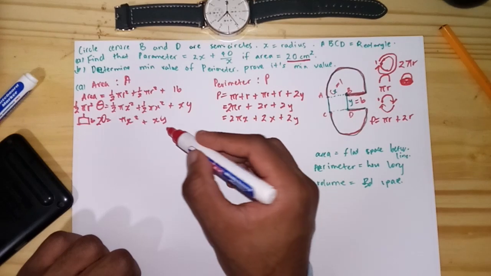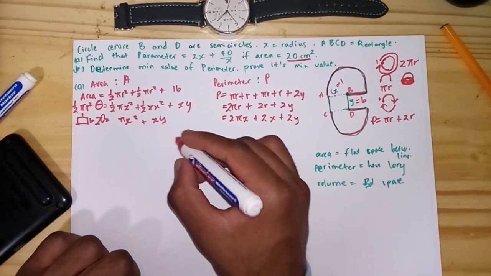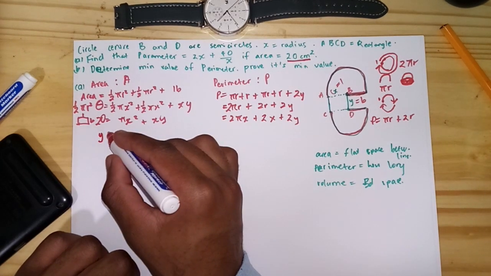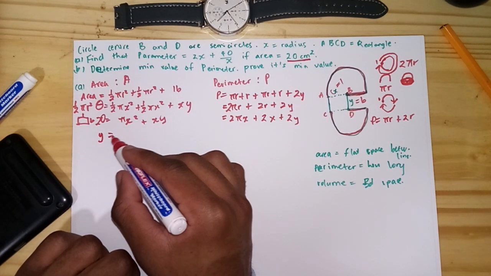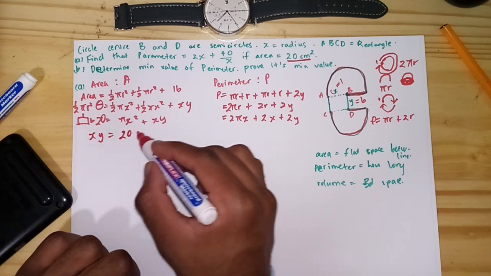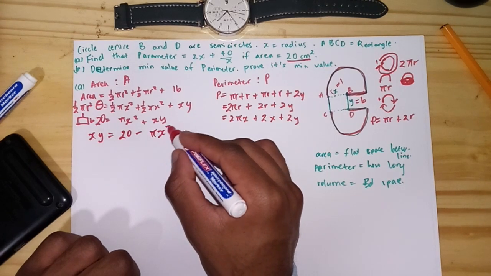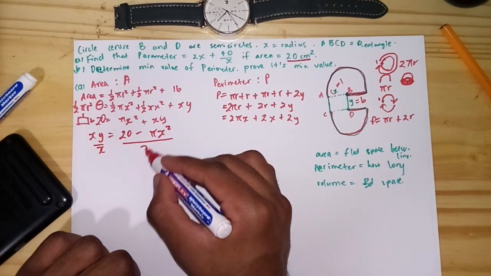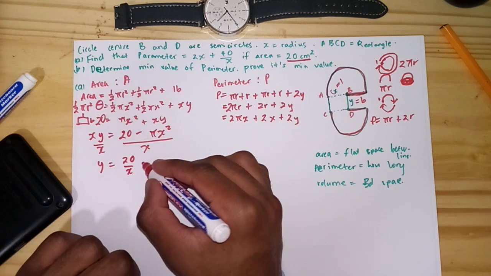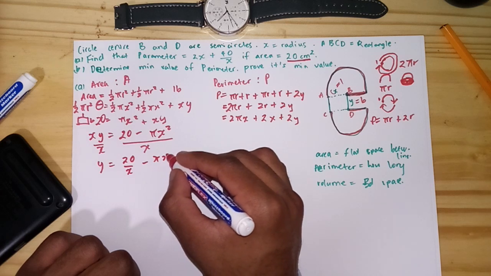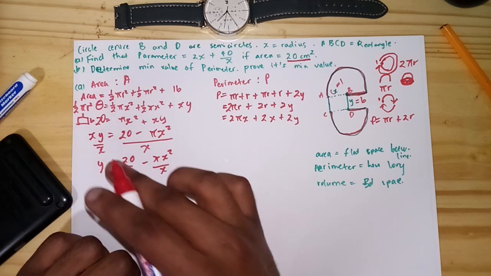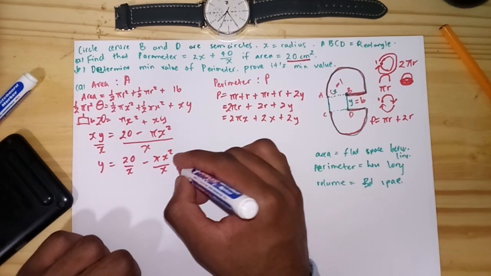How do you get rid of something? If it's in an equation with multiple variables, you make it the subject of the formula. So xy is equal to 20 minus pi x squared. Divide both sides by x. That's going to give you y is equal to 20 over x minus pi x squared divided by x. Don't cancel, leave it as it is. It's okay, we'll do it elsewhere.